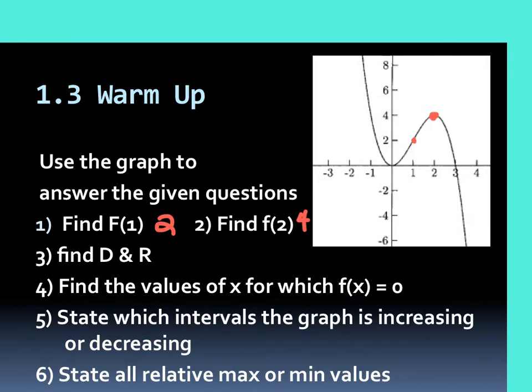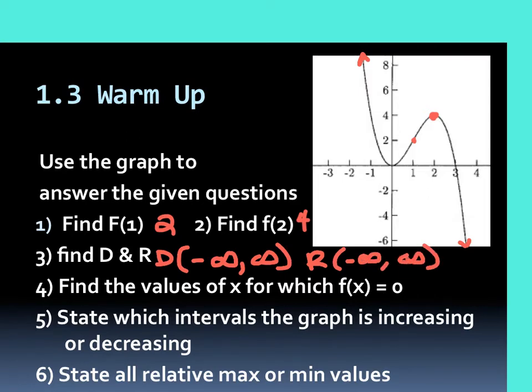Number 3 says find domain and range. So because this is cut off, these are implied to be arrows, which means my domain, which is the left to right, would be what? Negative to positive. And then the range, which is bottom to top, negative infinity to positive infinity. So there's no restrictions here because the arrows point in all directions.